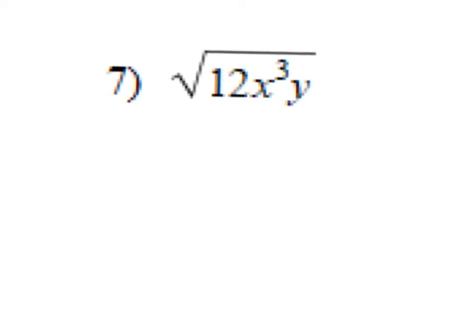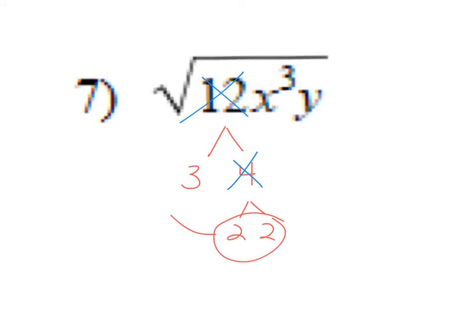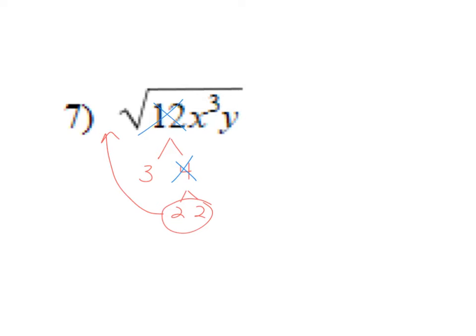Okay, so number 7. Okay, let's start by breaking down my 12. So I'm going to go to 3 and 4. And then 4 would break to 2 and 2. Again, don't use things you broke down. Okay, 2s pair up and move to the outside. So I'm going to have a 2 on the outside. And then I have a 3 still left on the inside because he didn't have any buddies.